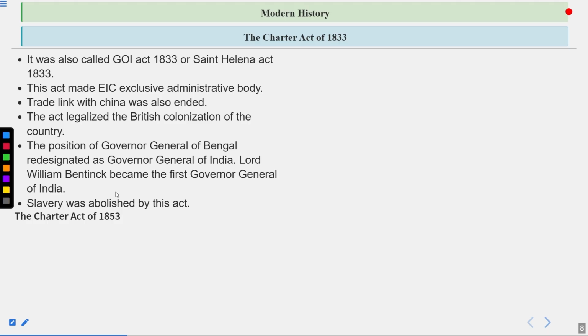Now let's move to the Charter Act of 1853. The act ended the patronage system in civil services, meaning that earlier Indians were not allowed into the Imperial Civil Services, but now under the 1853 Charter Act, the doors of the Imperial Civil Services were open for Indians as well. And as soon as these doors were opened, we found that in 1863-64, Satyendranath Tagore became the first Indian who cleared the exam of the ICS, that is, the Imperial Civil Services.